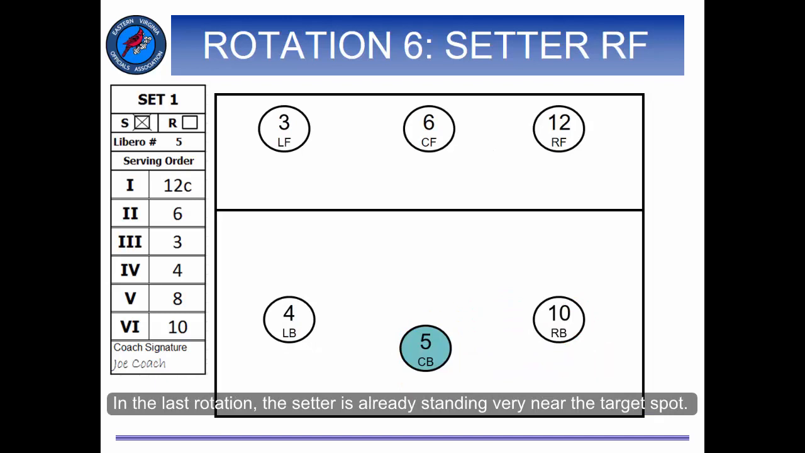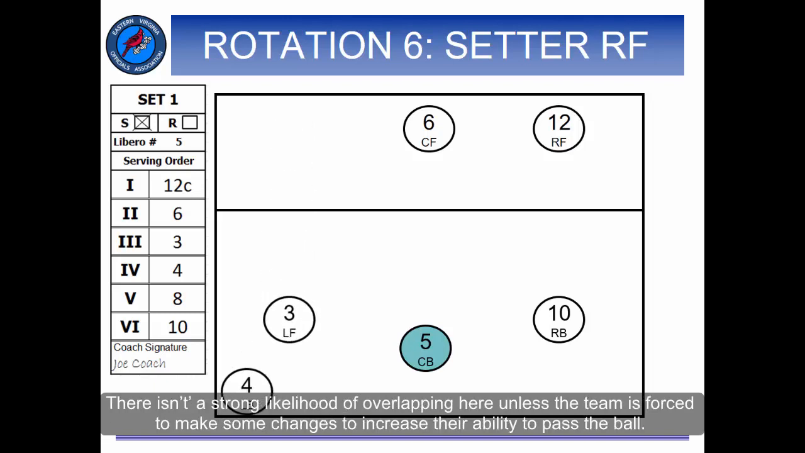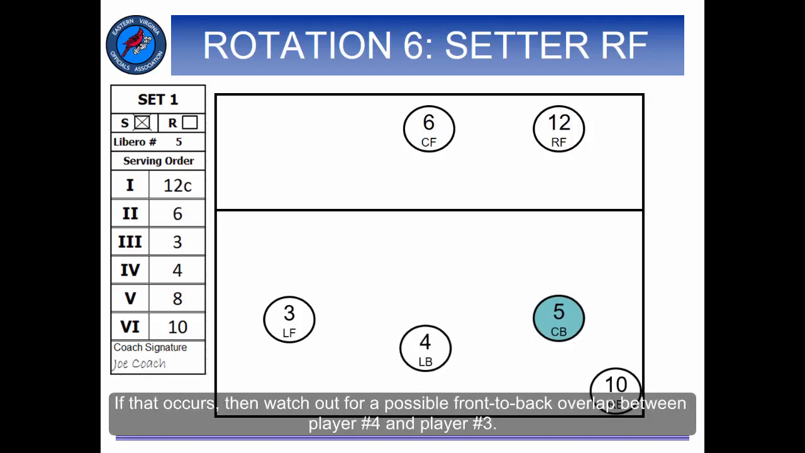In the last rotation, the setter is already standing very near the target spot. Once again, to get the primary passers, number 3 and number 10, and the libero in place, player number 3 will drop back and number 4 will hide. There isn't a strong likelihood of overlapping here unless the team is forced to make some changes to increase their ability to pass the ball. If needed, player number 4 could step in to pass and take the place of another player who is having difficulty. If that occurs, then watch out for a possible front-to-back overlap between player number 4 and player number 3.